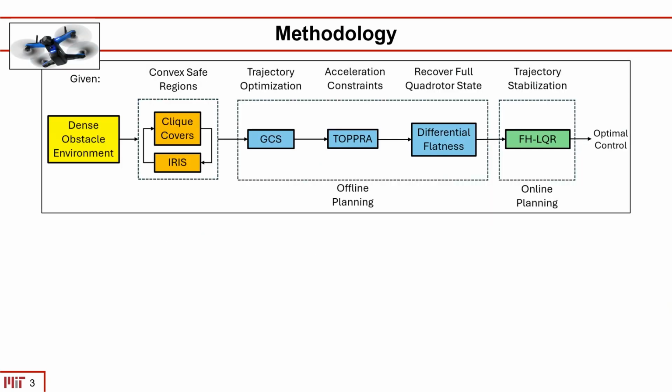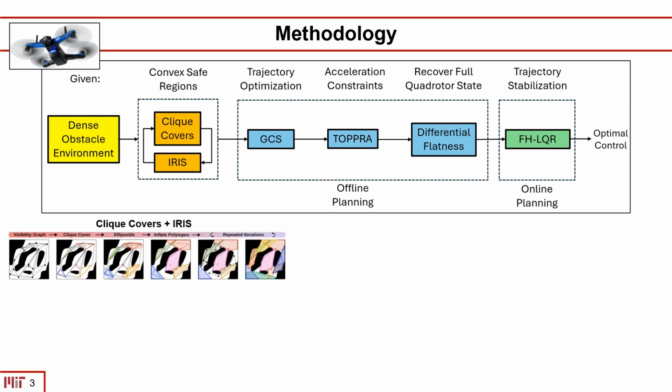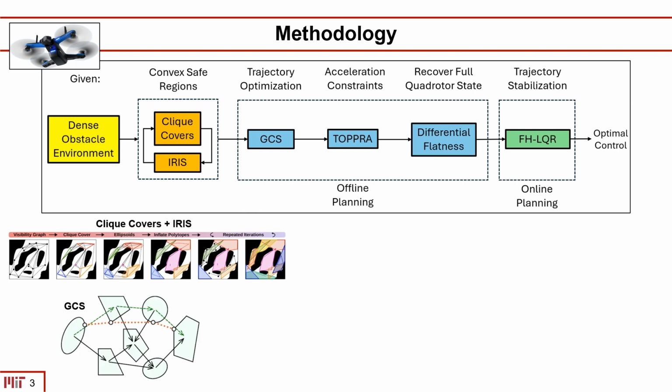urban environments. The methodology begins by creating a dense obstacle environment, followed by creating convex safe regions that starts by creating a visibility graph, followed by clique covers, which are circumscribed in ellipsoids and are inflated with polytopes. Next, we use GCS as described in class to find the optimal path between these convex regions.